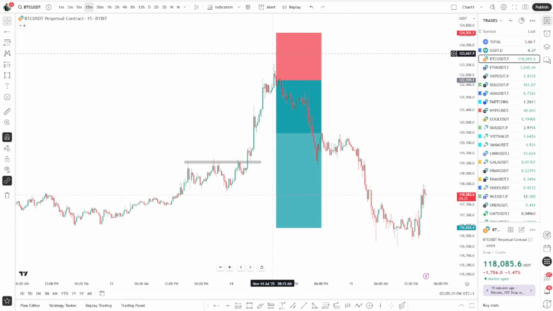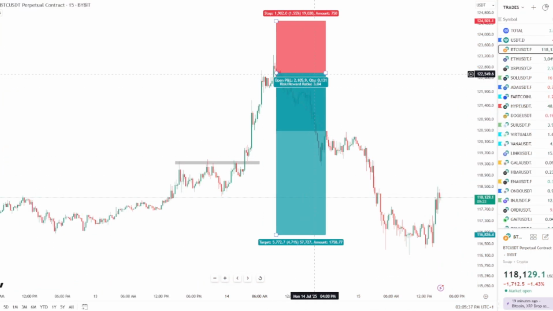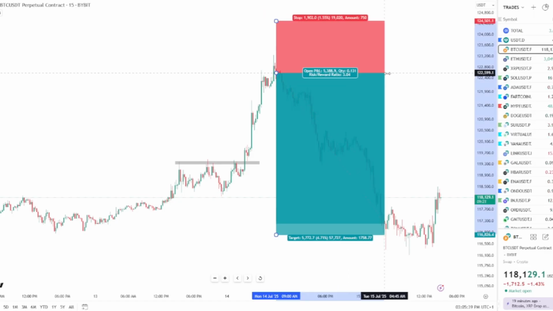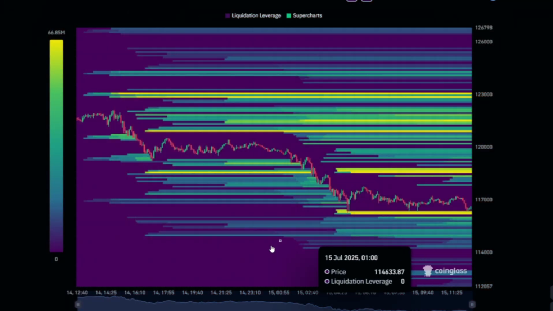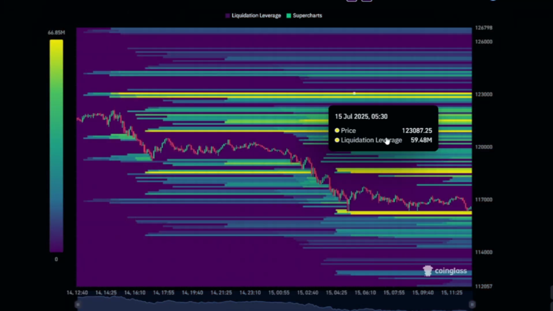So this is the trade I took yesterday, and this actually hit full TP, as you can see here, right? And that will bring me to why I'm making this video, understanding the liquidation heat map. How do you use the liquidation heat map?